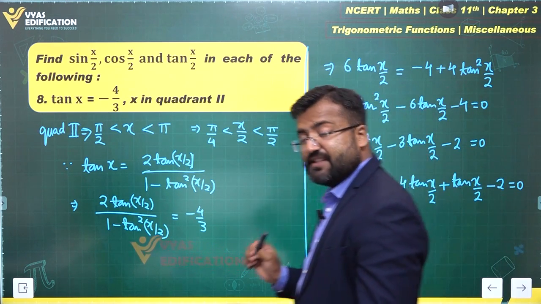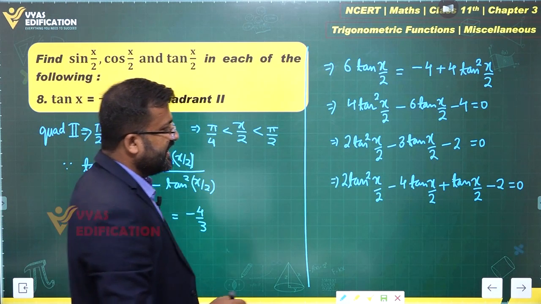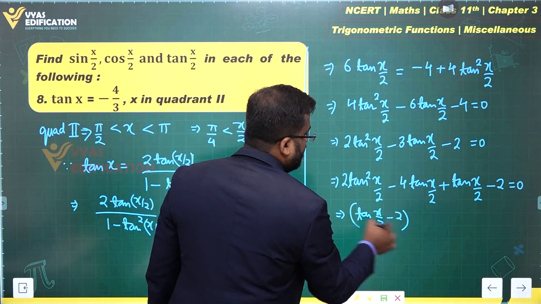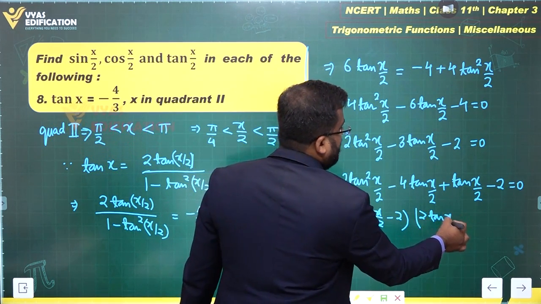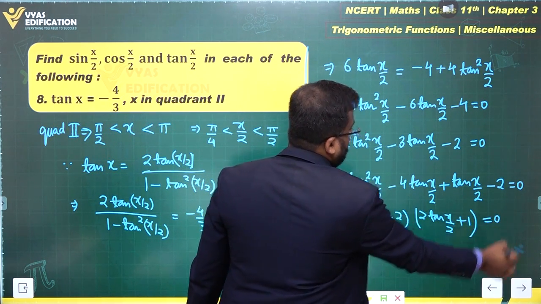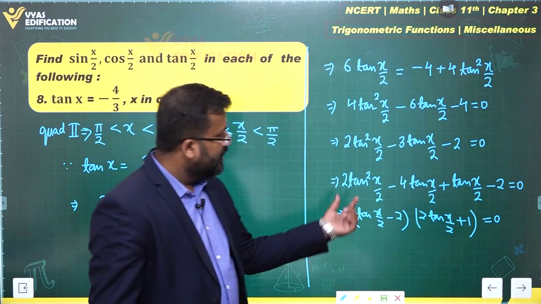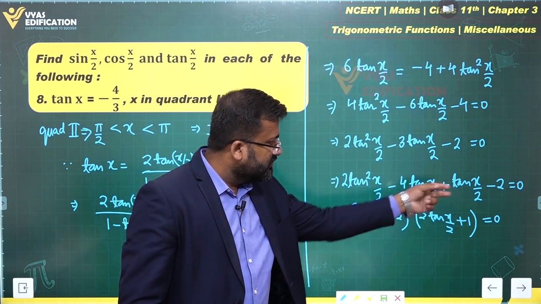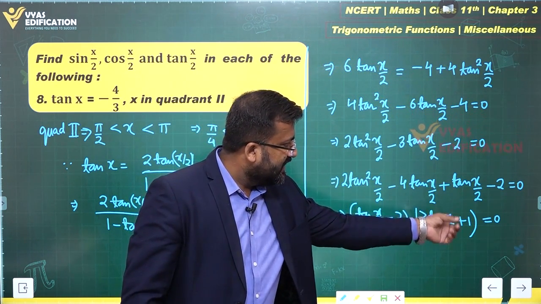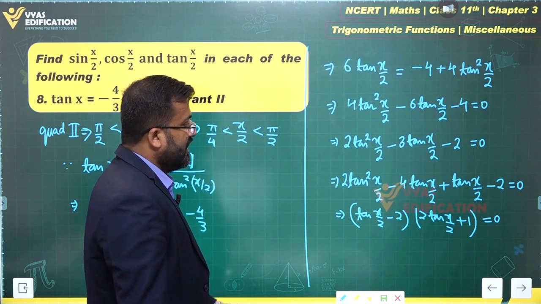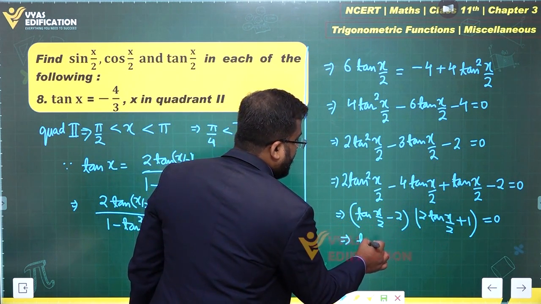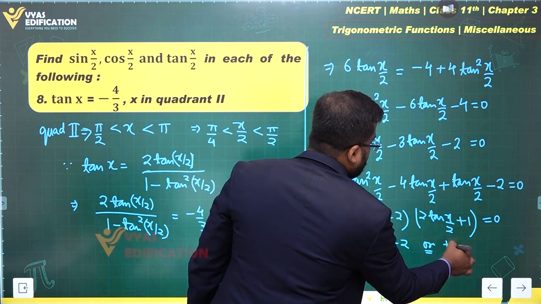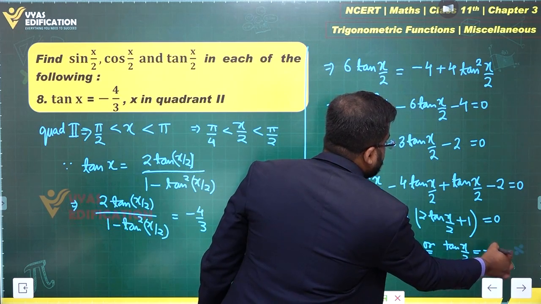Do you observe this? Yes. After reaching this stage, one of the factors, tan(x/2) minus 2, will come out common. The other factor is 2 tan(x/2) plus 1, which will be equal to 0. 2 tan(x/2) will come out common from these two terms. What remains is tan(x/2) minus 2, same as this, and the other factor 1 will come out over there. Therefore, the value of tan(x/2) that I obtain is 2, or tan(x/2) is equal to minus 1 by 2.